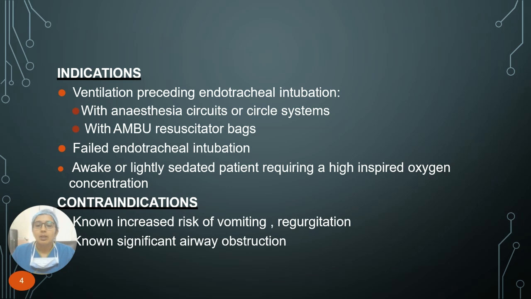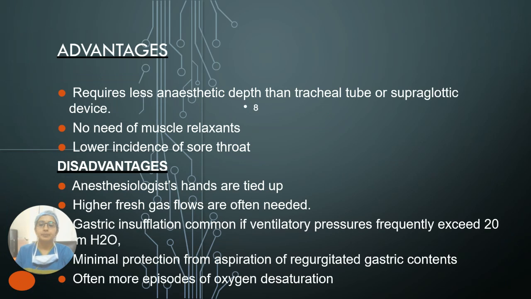Contraindications: known increased risk of vomiting or regurgitation and known significant airway obstructions. Advantages of face mask as compared to tracheal tubes: requires less anesthetic depth, no need of muscle relaxants, and lower incidence of sore throat. Disadvantages: anesthetist's hands are tied up. Higher fresh gas flows are often needed. Gas insufflation into the stomach if ventilator pressures exceed 20 centimeters of water. Minimal protection from aspiration of regurgitated gastric contents. Often more episodes of oxygen desaturation.